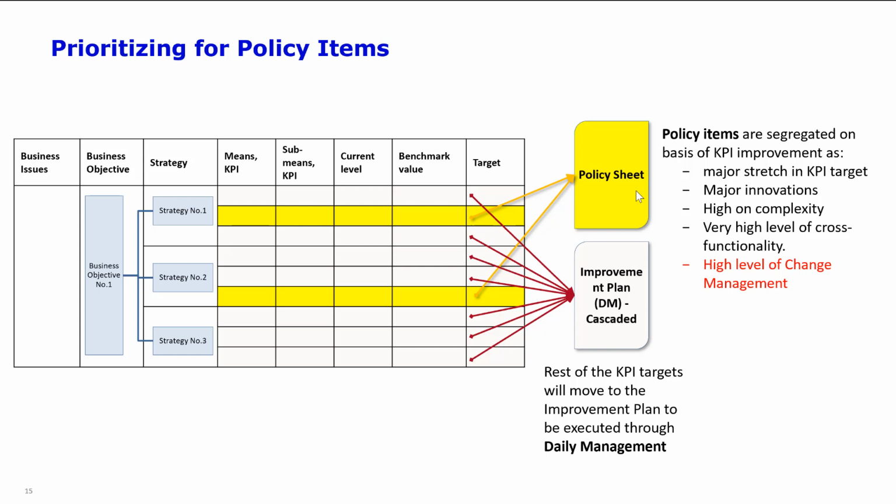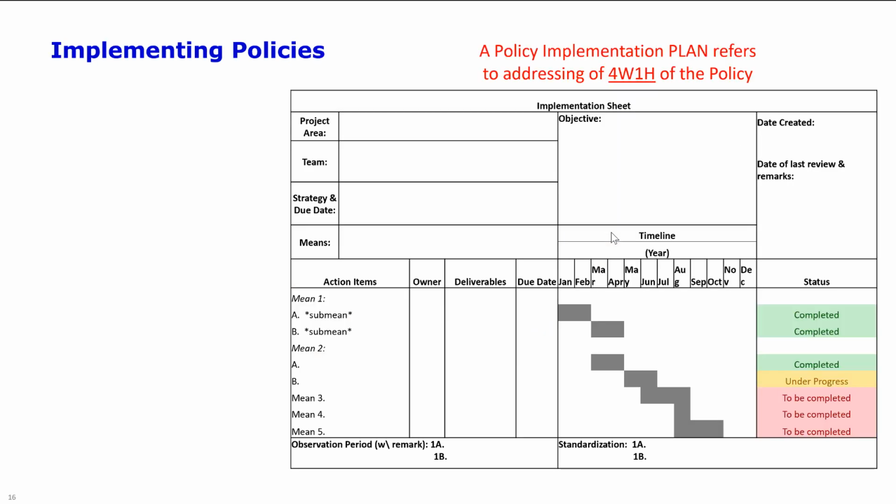So they would flow into the improvement plan for the year, and they would be executed by the lower levels of the organization. So this again reiterates what I discussed in the earlier video about the difference between policy management and daily management. Now let's go to another important thing, which is how do we implement these policies, these important items. For implementing policies, you need to address the 4W1H of each policy.